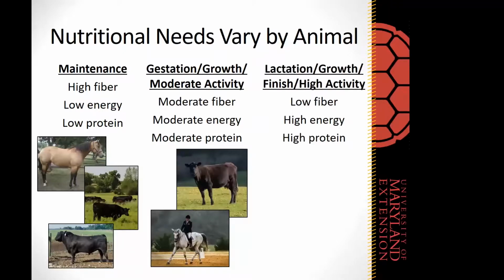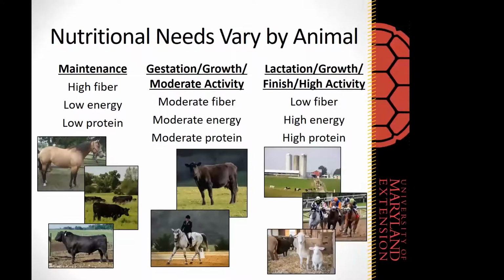And then at the top end of the spectrum, we have our lactating, growing, and finishing animals. So they need something that's lowest in fiber, highest in energy, and highest in protein. So that would be a cow who's just calved and is at the peak of her lactation, or that really young growing animal, or that animal that we're trying to finish and put our finishing weight on. So those animals have that highest energy and protein requirement.